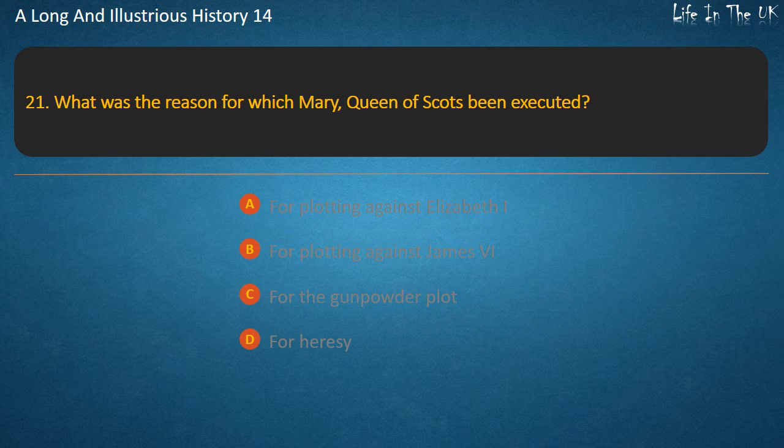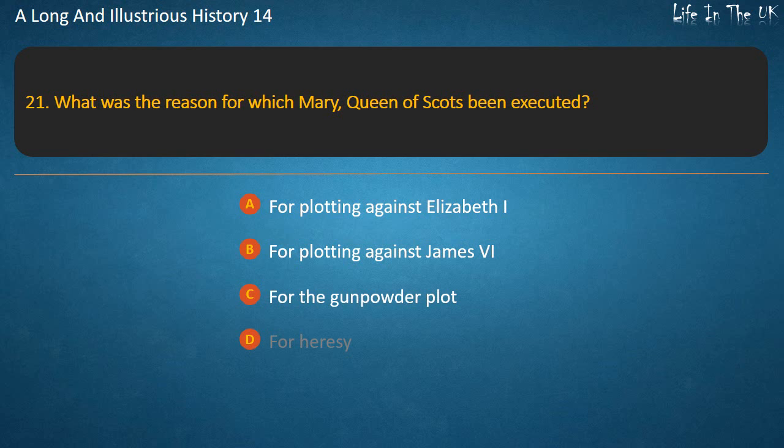Question 21. What was the reason for which Mary, Queen of Scots, was executed? For plotting against Elizabeth I. For plotting against James I. For the Gunpowder Plot. For heresy. Answer. For plotting against Elizabeth I.